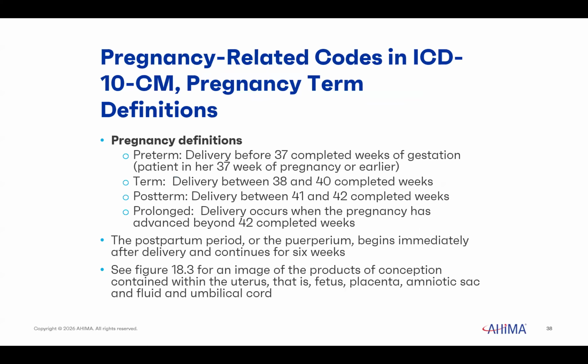And again, another thing that we see a lot of is the definitions. Preterm, once again, is delivery before 37 weeks of gestation. Term, any delivery that falls between 38 and 40 completed weeks. Post-term, delivery between 41 and 42 weeks gestation. And prolonged, anything beyond 42 weeks. Postpartum begins immediately after delivery and occurs for 42 days or 6 weeks.